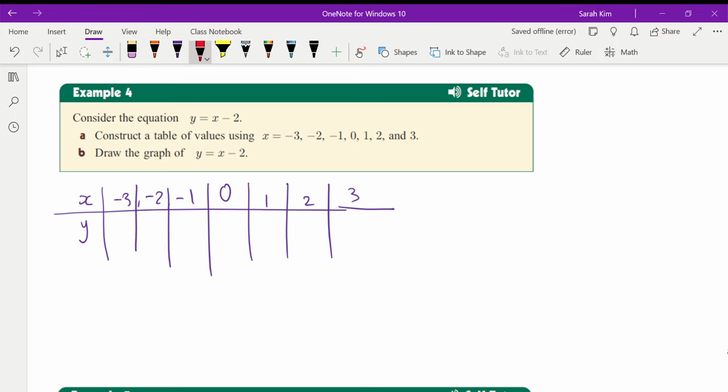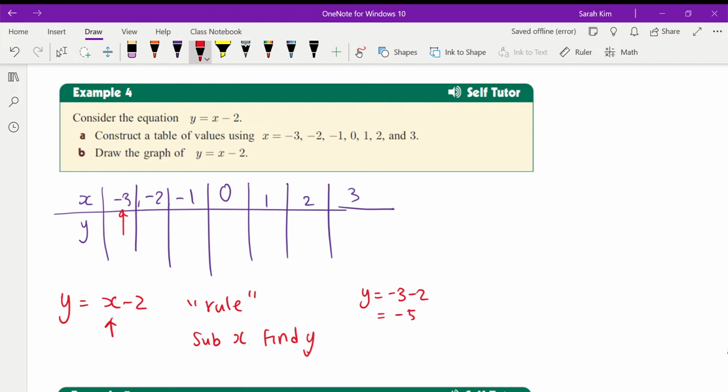Alright, so I'm going to use this rule, y equals x take 2. This is kind of like using the number crunching rule. This is the rule. You've got to substitute the x value in and find the y value. Alright, so over here you substitute negative 3. So if I put that in, it'll be y equals negative 3 take 2. That's negative 5. So you can write that in for each of those things, or you can just do it in your head, up to you.